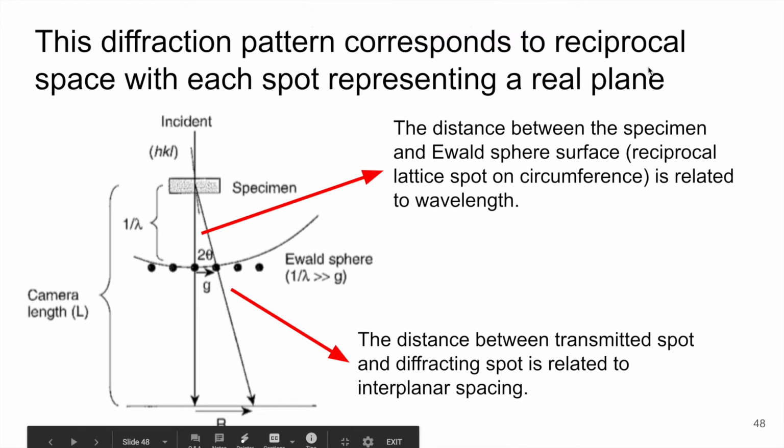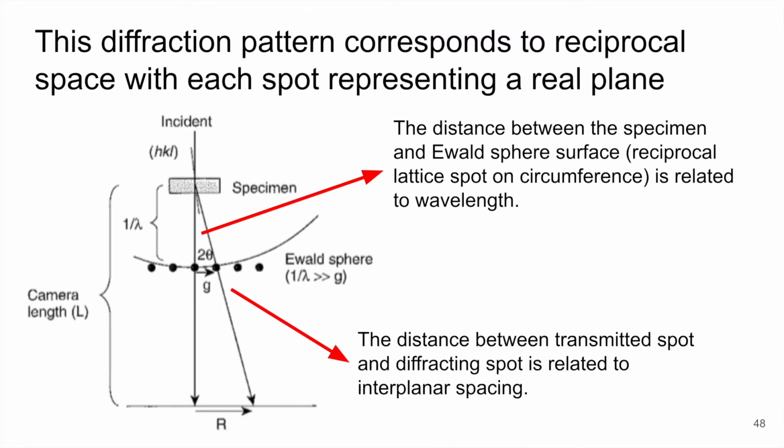All right, so these diffraction patterns that we see in selected area diffraction, or SAD, correspond to the reciprocal space. We've talked about the reciprocal space in the past, but just as a refresher, each spot corresponds to a real plane. And the vector in reciprocal space between the transmitted beam or spot and the diffracting spot basically gives you the reciprocal of the interplanar spacing.